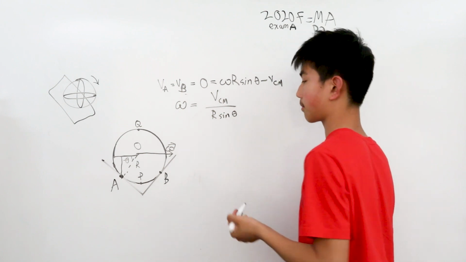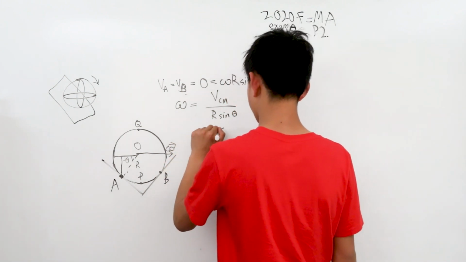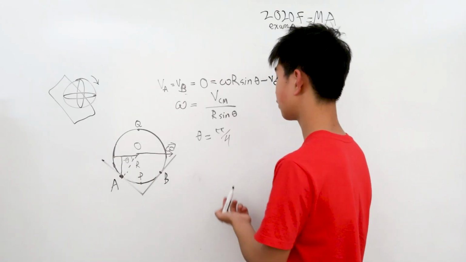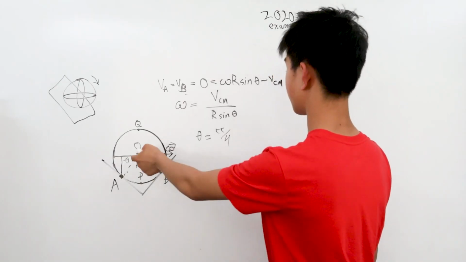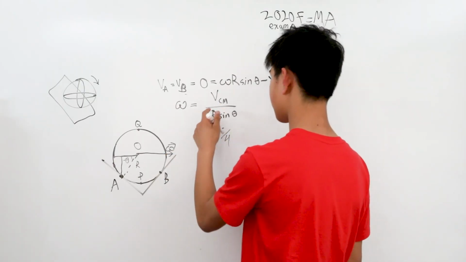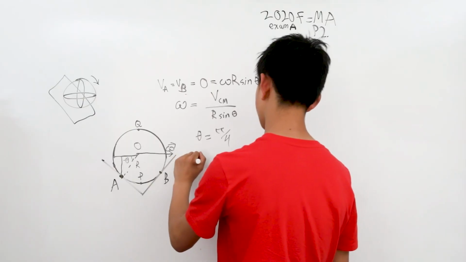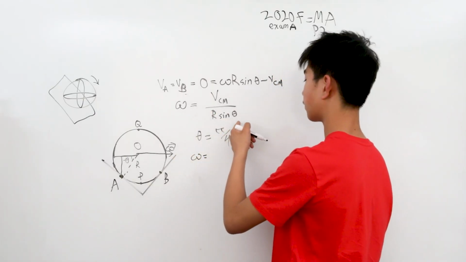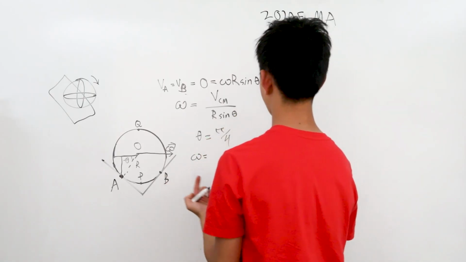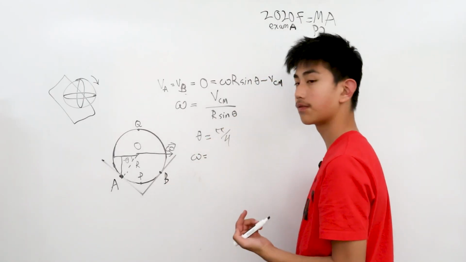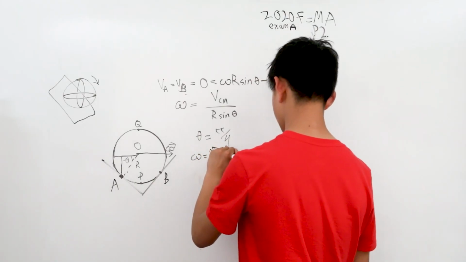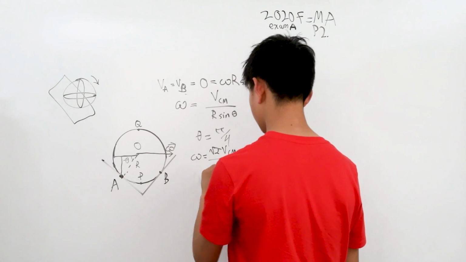We observe that theta is equal to pi over 4, and we see this because you can draw it out as such, and then you plug this value into this top equation. So omega is now, this would be 1 over square root 2 equals sine theta. So the square root 2 just gets moved to the denominator. So then this becomes root 2 V CM divided by R.